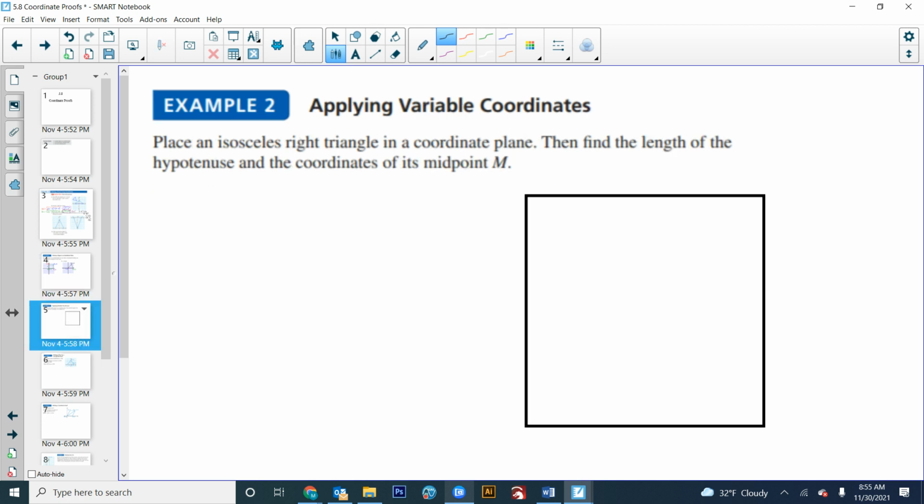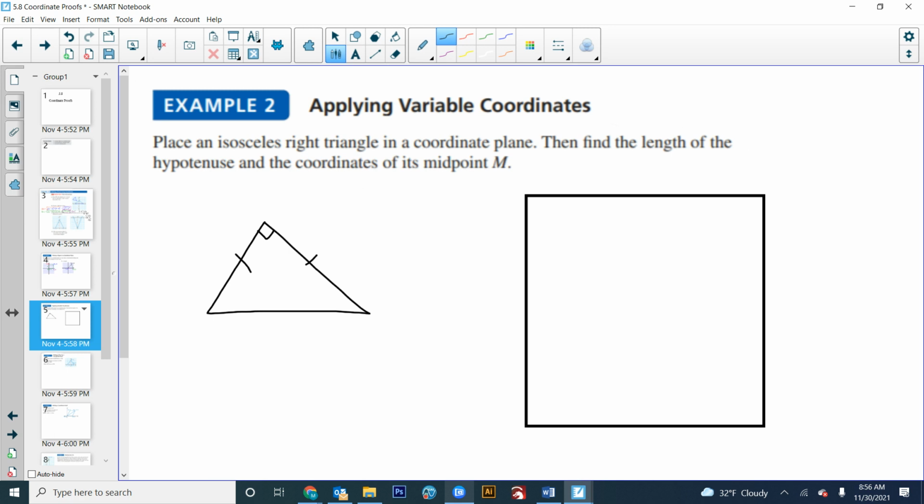Next. Oh, wait a minute. We're more specific now. Place an isosceles right triangle in a coordinate plane. Now we've narrowed it down a bit. Can you picture an isosceles right triangle? Can the hypotenuse ever be equal to one of the legs? No. The hypotenuse is the longest side. So it's the two legs that are congruent.